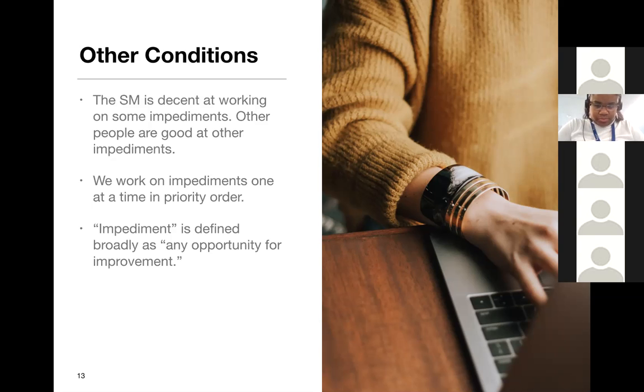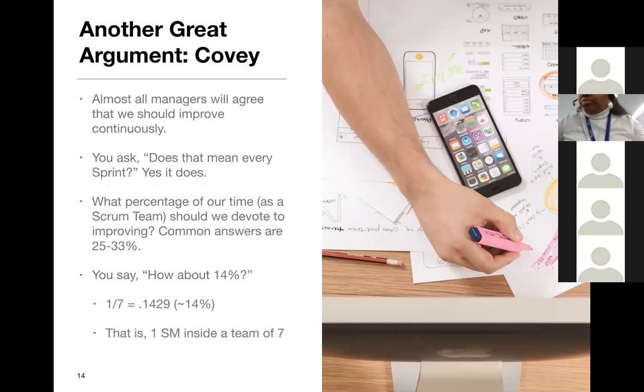Really, anything in the organization or in the environment that, if changed, mitigated, or improved, could help us be more productive. Any of those things should be thought of as an impediment, or the lack of fixing them is the impediment. So that's a much broader definition of impediment. Okay, another good argument that we can make with the managers.